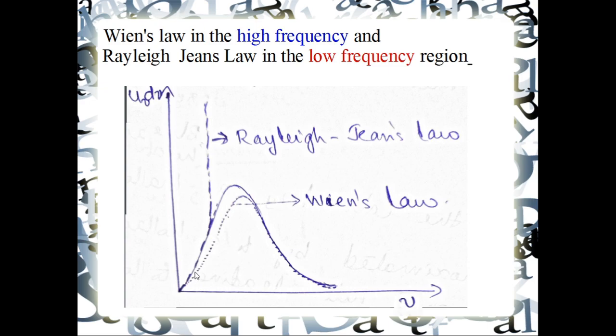Here we plot both Wien's law and Rayleigh Jeans law against the experimental curve. We can see that Wien's law is matching with the experimental curve only in the high frequency region, and Rayleigh Jeans law is matching with the experimental curve only in the low frequency region. That means classical theories fail to explain this blackbody spectrum which we obtained experimentally.